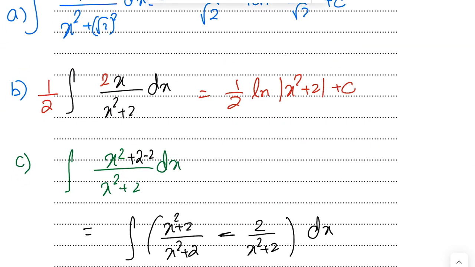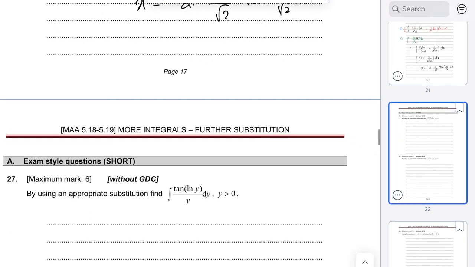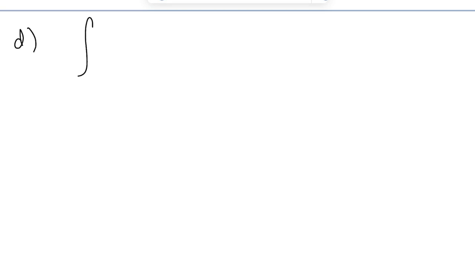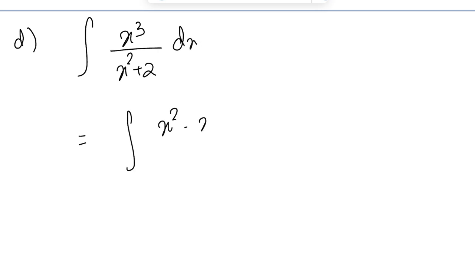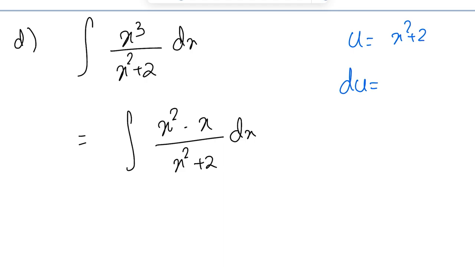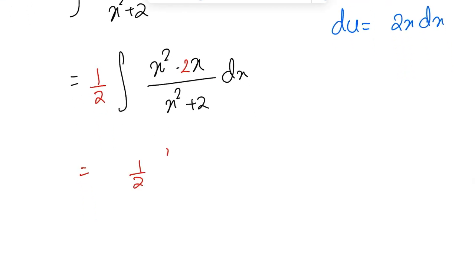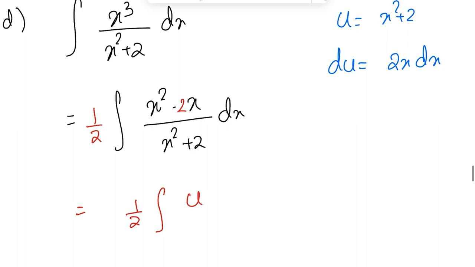Part d. So for part d, let me add a page there. It is x cube upon x square plus 2. So there are multiple methods. I can write x square times x upon x square plus 2 dx. So why am I doing it like that? u equals x square plus 2. So du equals 2x dx. 2 is missing, so multiply and divide by 2. So it becomes 1 upon 2. What is x square? x square is u minus 2.